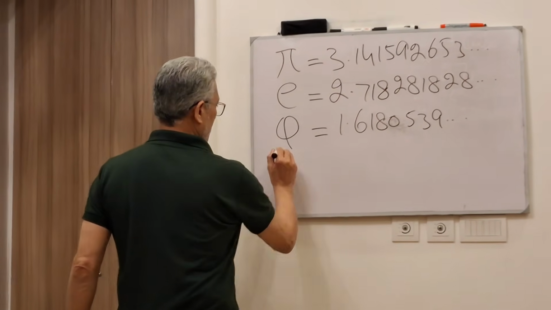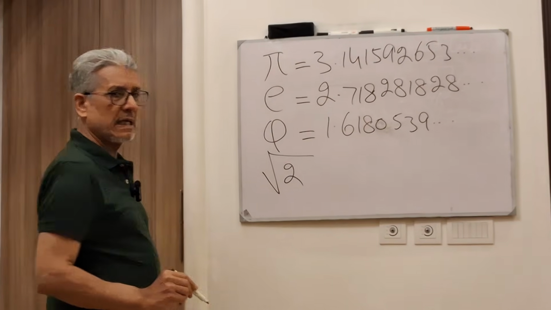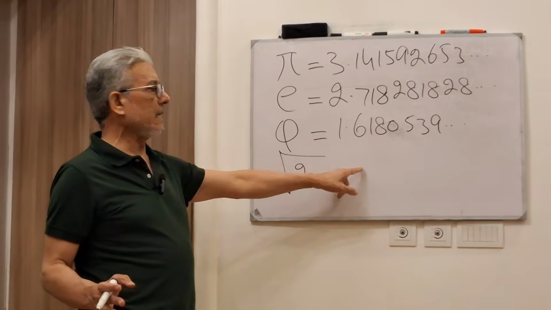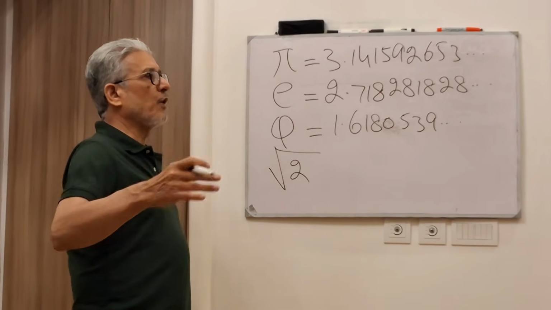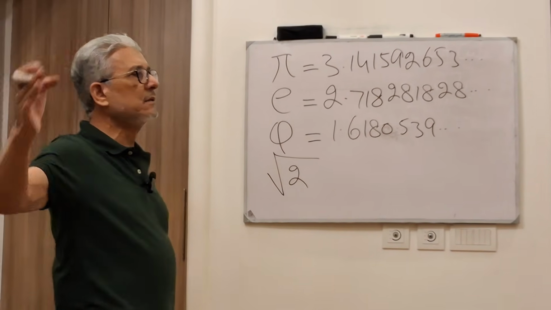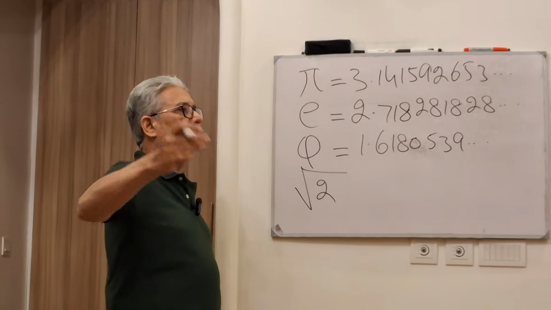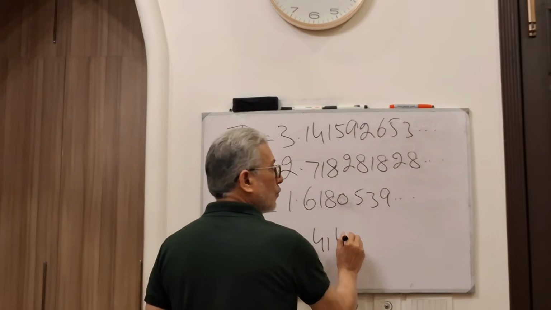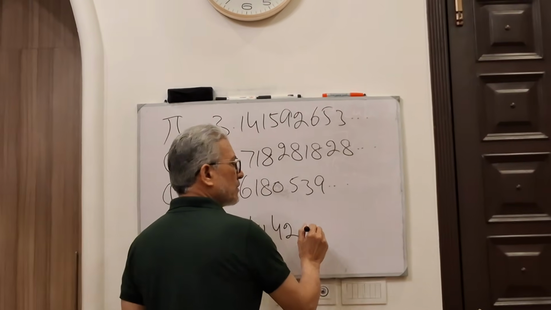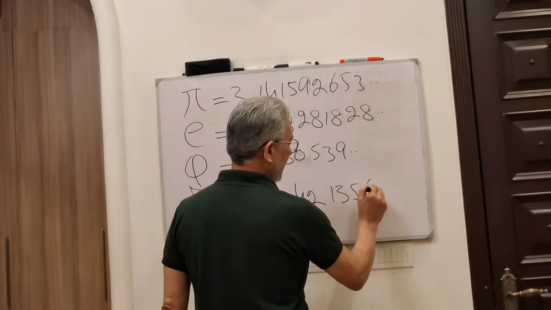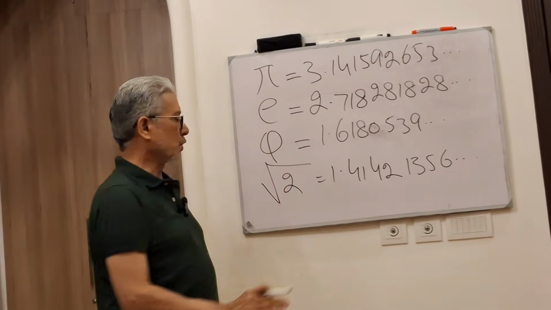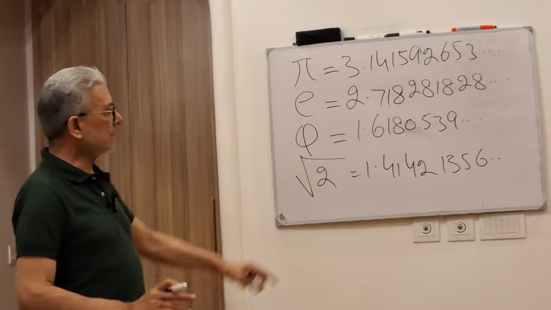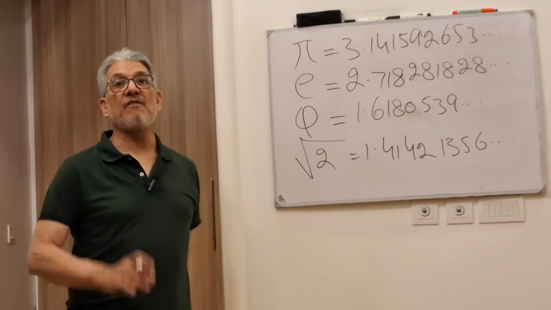Similarly, square root of 2 is an irrational number because you have seen that its value is 1.4142 and so on and so forth. 1.4142 1356 and it keeps on going. So non-repeating, non-terminating decimal. So this is also an irrational number. So these numbers cannot be written in the form of a fraction.